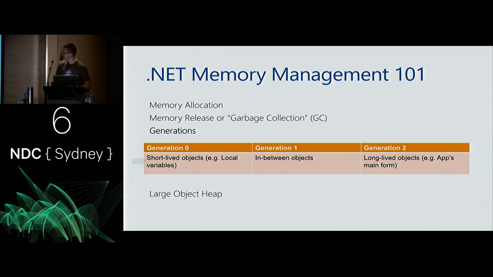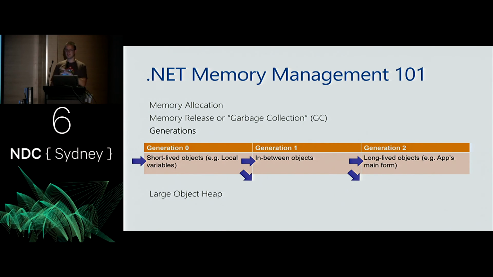So in a nice diagram, you basically allocate an object in Gen 0. If it's still being used, it moves to Gen 1. If not, it gets freed. In Gen 1, a garbage collection cycle may happen and the object may move to Gen 2 if it's still in use. If not, it gets freed, and that's perfectly fine.